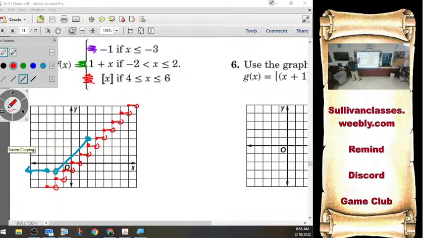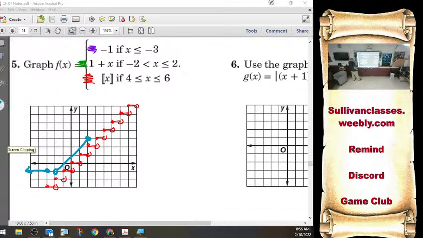I only care about the step function from 4 to 6. 1, 2, 3, 4. I don't care about the rest of blue. So 1, 2, 3, 4.